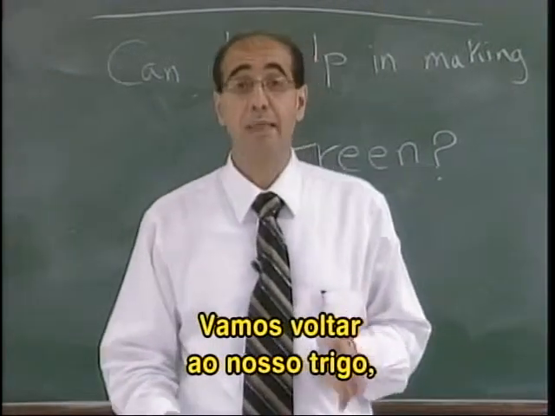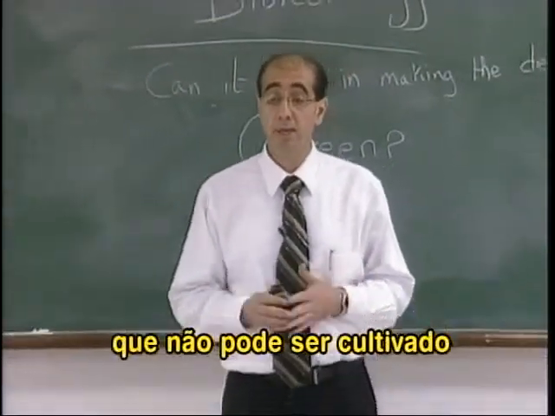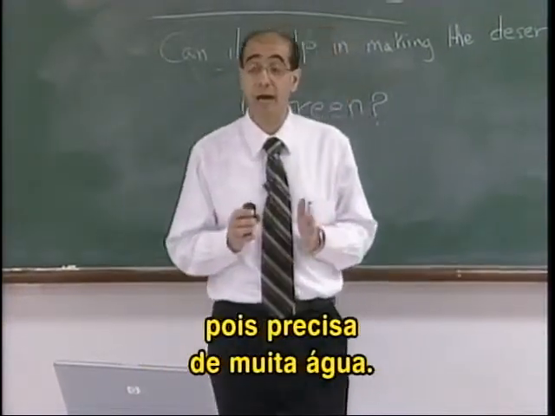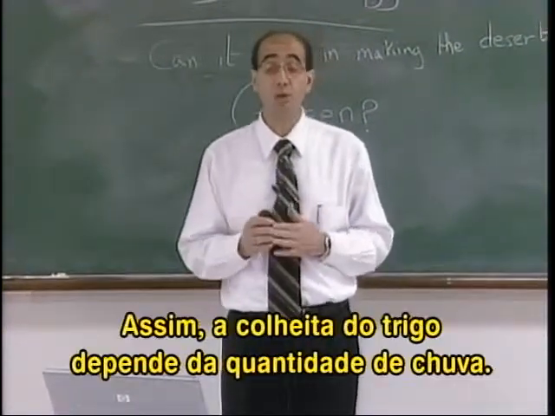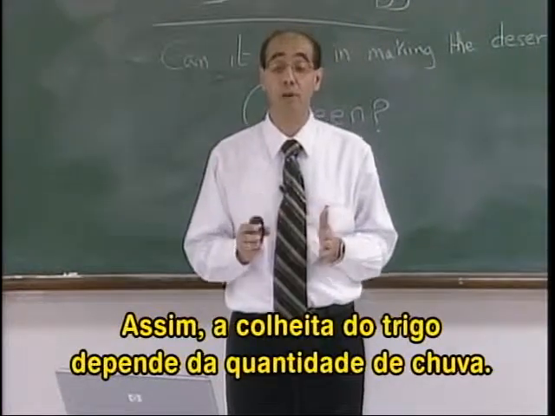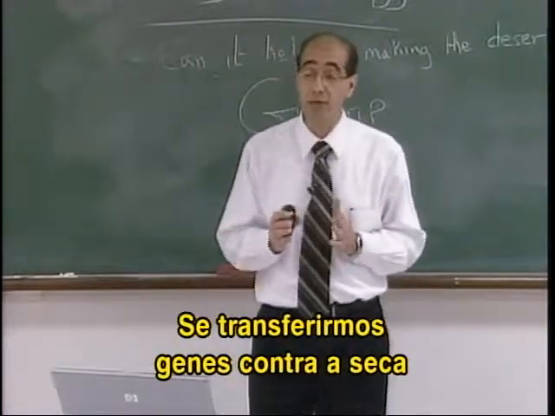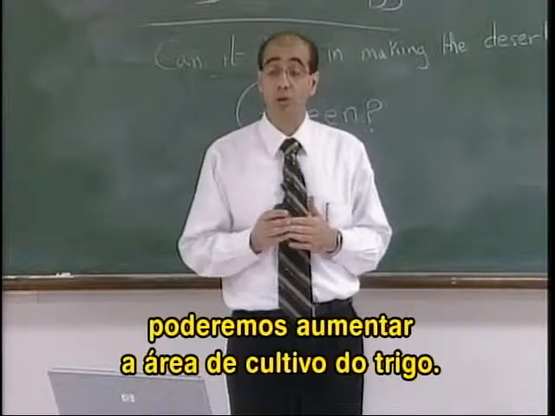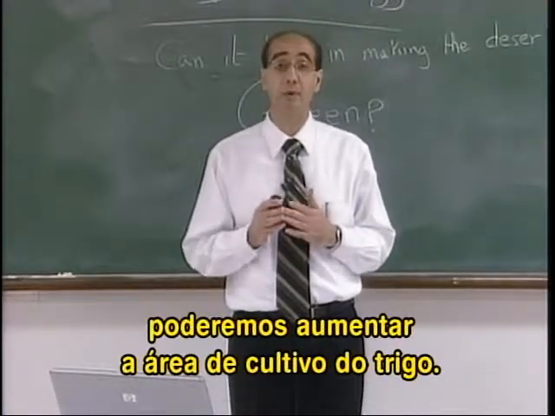Now let's go back to our classical example, the wheat. It is a crop that cannot be grown in desert or semi-desert area, as it needs a high amount of water. Thus, the wheat crop is dependent on the amount of rainfall each year. If we manage to transfer anti-drought genes from the desert plants to the wheat, we will be able to enlarge the area of land cultivated by wheat.